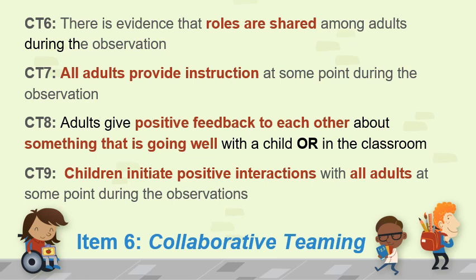So CT9 is children initiate positive interactions with all adults at some point during the observations. So this should happen regularly with all staff, both the teacher and the teacher assistant. So some children must initiate with each adult, both the teacher and the teacher aide. So some of the children have to interact in a positive way with both the teacher and the teacher aide during the observation.